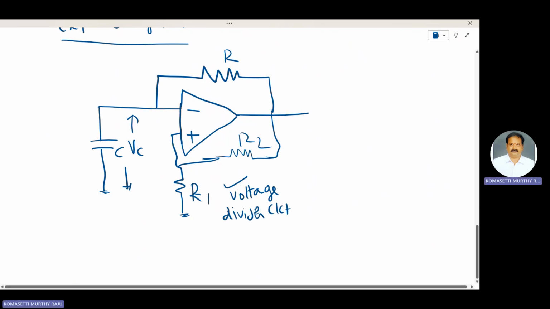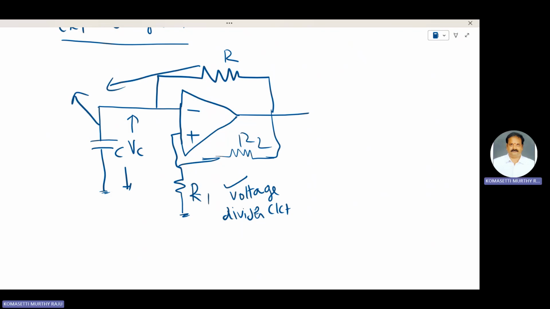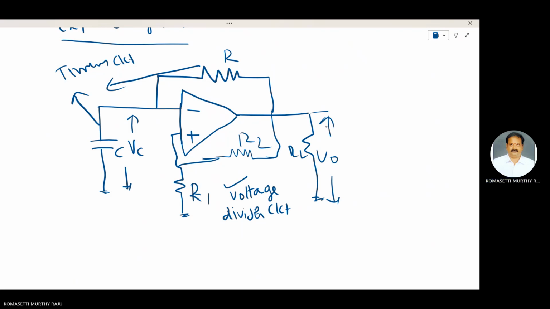The combination of R and C is the timing circuit. Here is the output voltage V0 across the load resistance RL. No input signal is applied to this circuit. It generates a square waveform like that, maintaining two states, plus V sat and minus V sat.